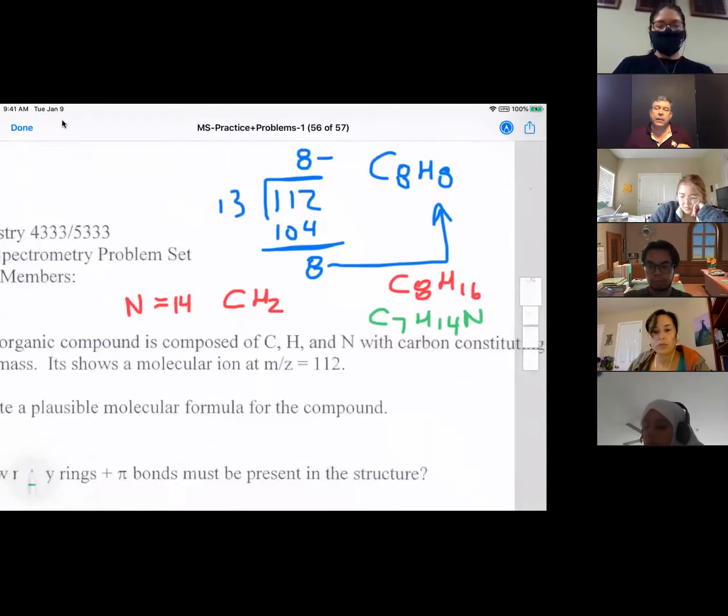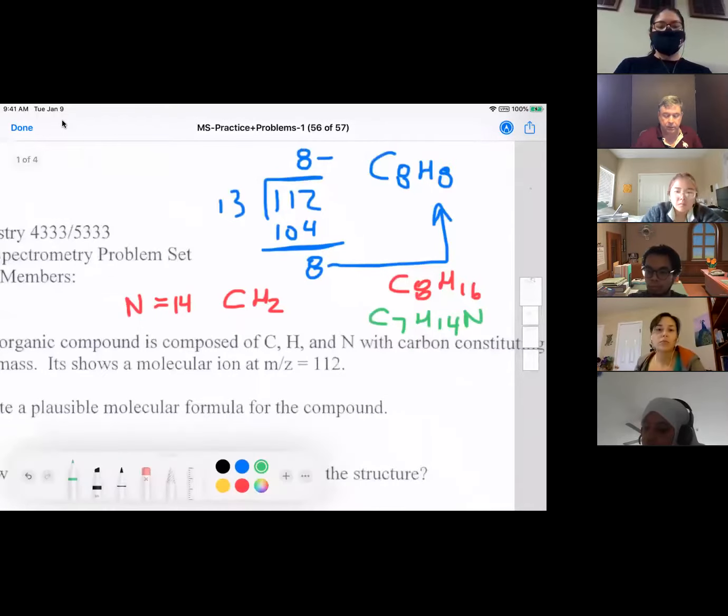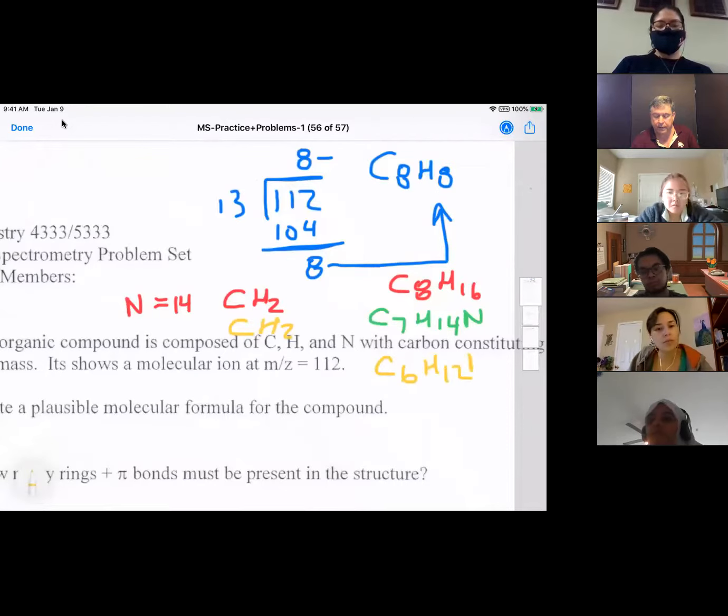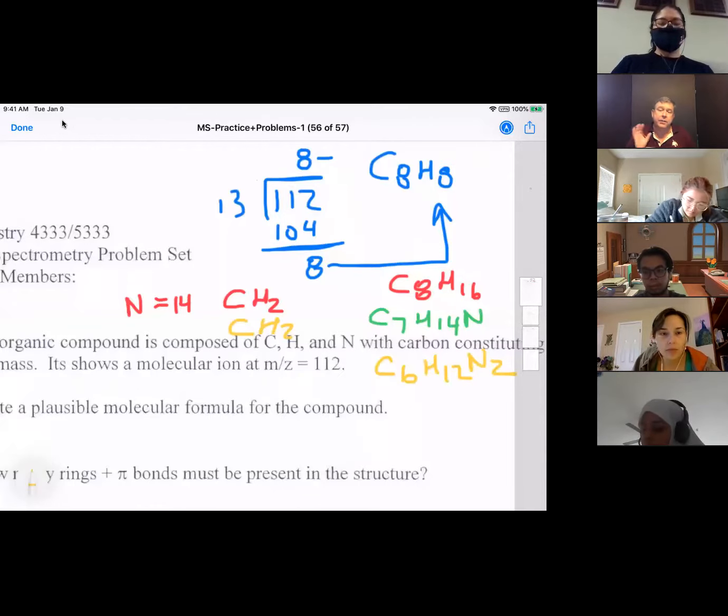So, and we think about this, well, carbon's still a little high. It's still like 80%. So it probably can't be this as our empirical formula. So we got to do that substitution one more time. So if we do another substitution, we have to take another CH2 out of there, which is a C6H12N2. Okay. So nitrogen's about 30% of the mass, carbon's about 60% of the mass, and hydrogen's about 10% of the mass.